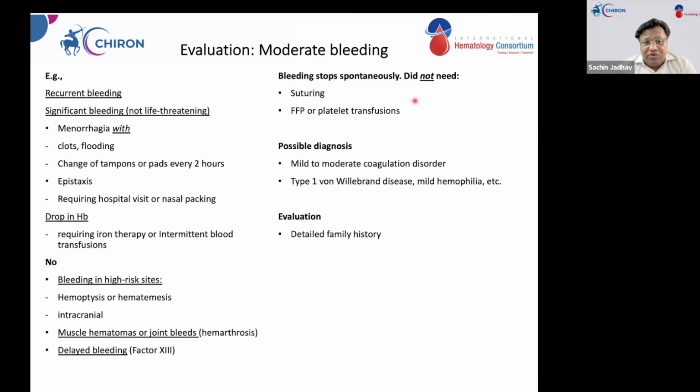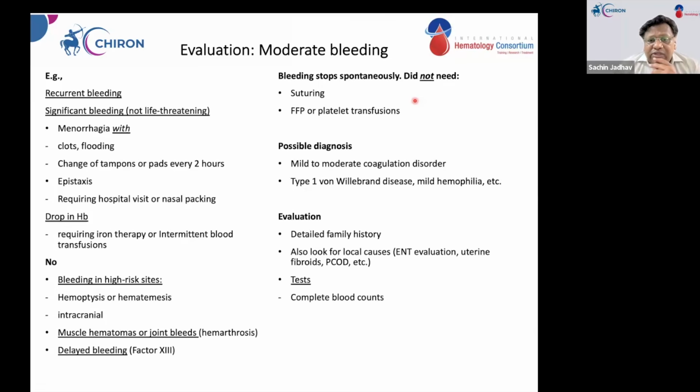In them, we have to test: proper history, look for local causes, but along with complete blood count, do bleeding time, do PT-APTT. If these are normal, then that's fine. If they're abnormal, then you do a complete coagulation workup, right? So this is how now from just complete blood count, we have gone to PT-APTT and bleeding time and all that.